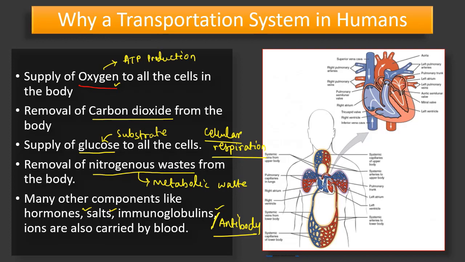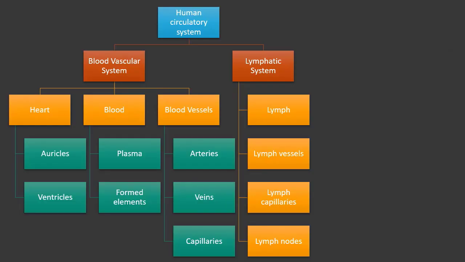So it is very crucial and essential for it to work in a proper manner. Now, when we talk about the human circulatory system, we have two systems working. One is called the blood vascular system, and the other is called the lymphatic system. When we talk about the blood vascular system, we talk about the composition consisting of the heart, blood and blood vessels.